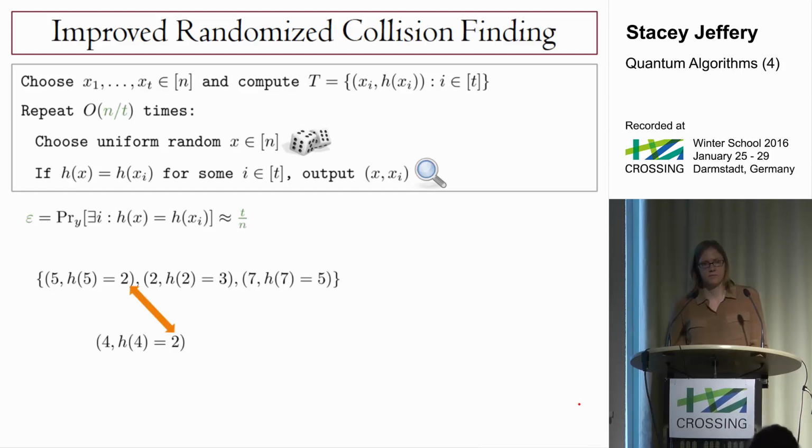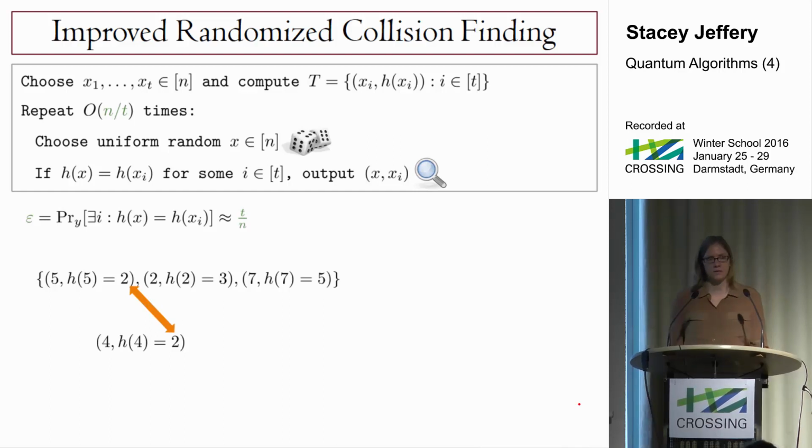So is this clear? We first sample t random numbers and compute the hash on these numbers, and then we're going to search using a classical guess and check algorithm. We're going to search for some x such that h of x equals h of x sub i for one of our initial x sub i's that we chose in the first step.